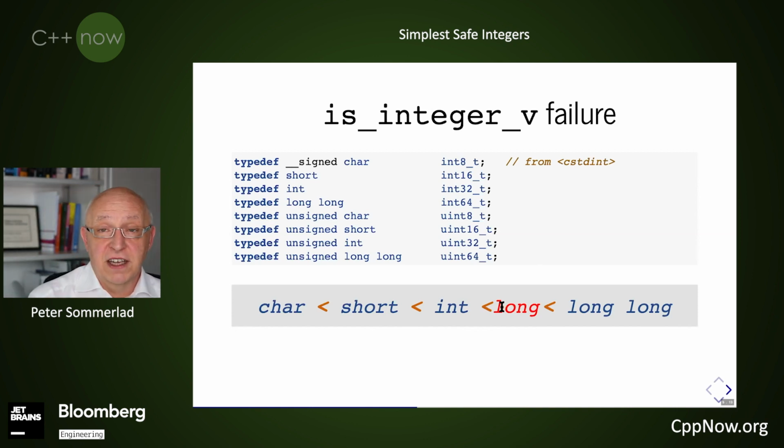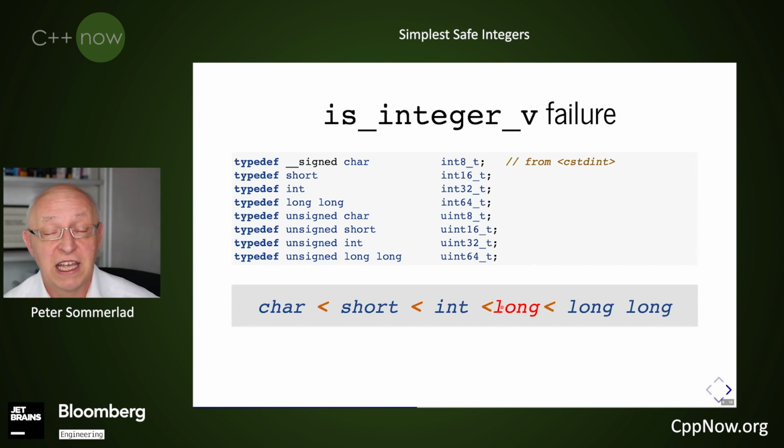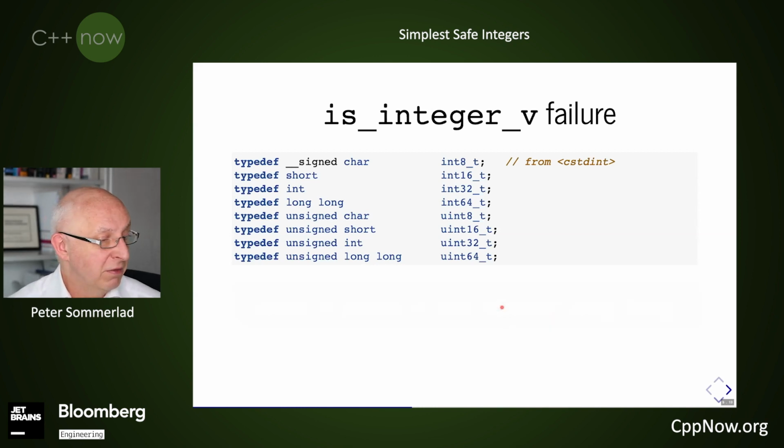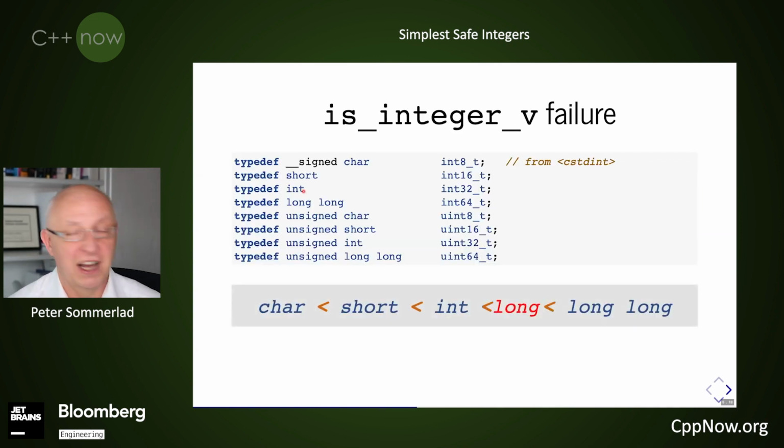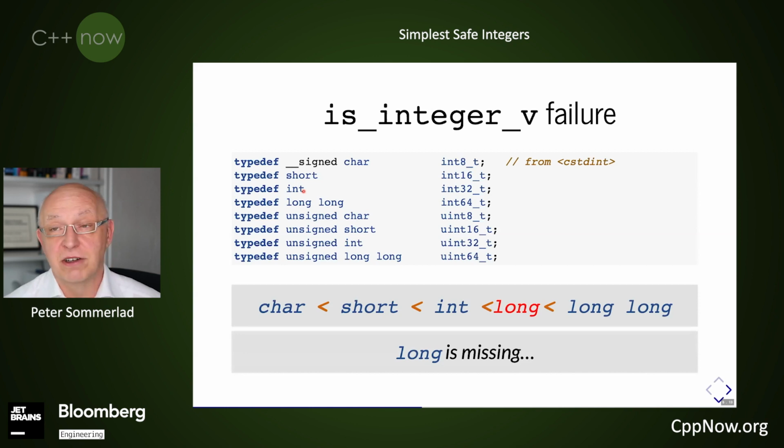But long long is a distinct type from int and long. So it has a different conversion rank. And if we have a constant or variable of type long long, it would not fit what we would have on our is_same. It would never be true, be matched here. So is_integer_v would actually be false for long long. And that's not very nice. So long long is missing. What can we do about that?